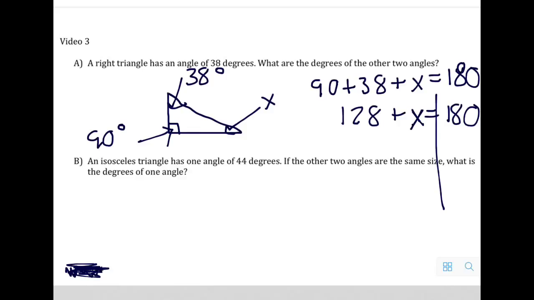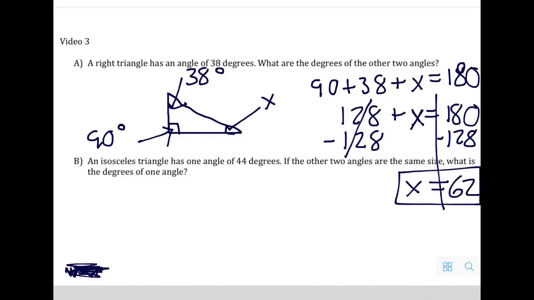Instead of adding 128 to x, I'm going to subtract 128 from both sides. What I do to one side, I do to the other. 128 minus 128 cancels out, and then I get x is equal to 180 minus 128 is 62. So my answer is x equals 62.